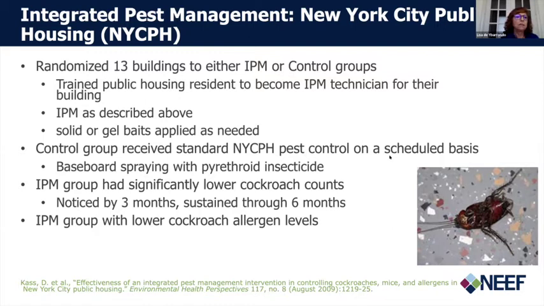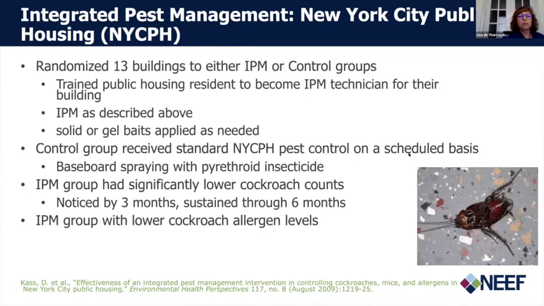The control group received the standard NYCPH pest control on a scheduled basis, which included baseboard spraying with pyrethroid insecticide, which, by the way, if someone without asthma were to inhale, it could cause a severe bronchospasm. So someone with asthma, if they were to inhale pyrethroid insecticide, could have a severe exacerbation. Also, any topical contact with the skin can cause a severe dermatitis. So it can be potentially toxic.